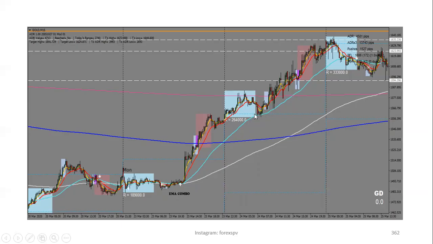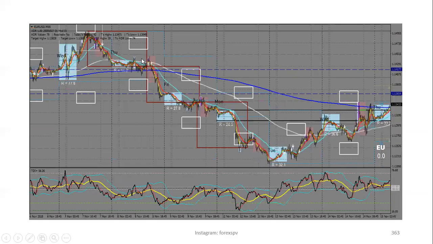And here we also had a break and a retest on the blue tracer going up. So we had an EMA combo trade here. After that, we only had 50-50 bounce trades until the cycle was complete.